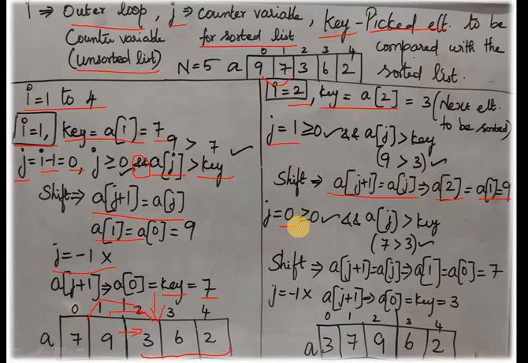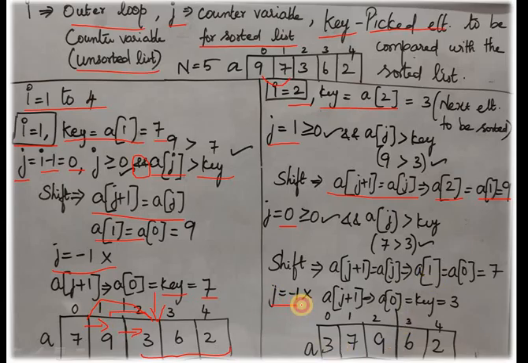J becomes 0, reduced from 1. 0 greater than or equal to 0, condition true, and we are checking the element with the key element. Again 7 is greater than 3. The sorted list element is greater than the key element, so we have to shift. From the jth position to the j plus 1th position we have to shift. So where do we move 7? From 0 to first position. So a of j plus 1 is equal to a of j. So a of 1 is equal to a of 0. In a of 0, 7 is present, so 7 is stored in a of 1th position, and j is decremented.